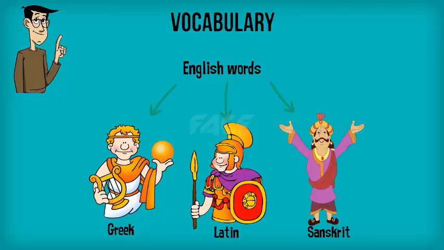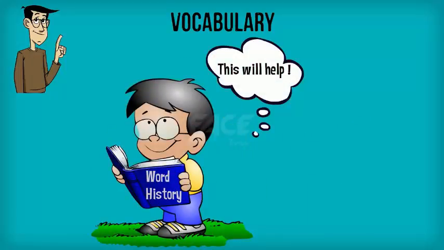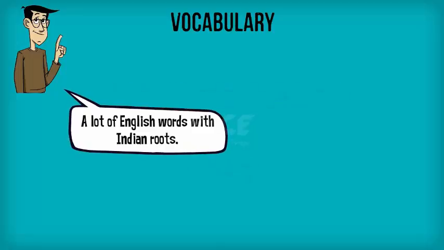Due to this fact, one interesting way of improving vocabulary is by studying the history of words. This study of history of words and their origins is termed etymology. There are many English words which have their roots in Indian languages.